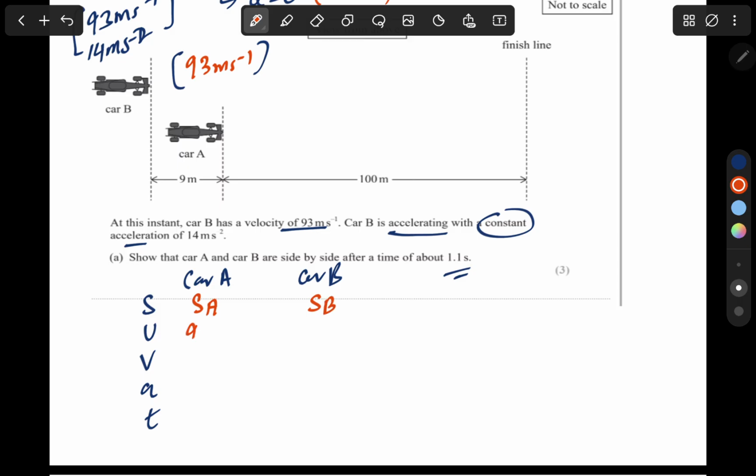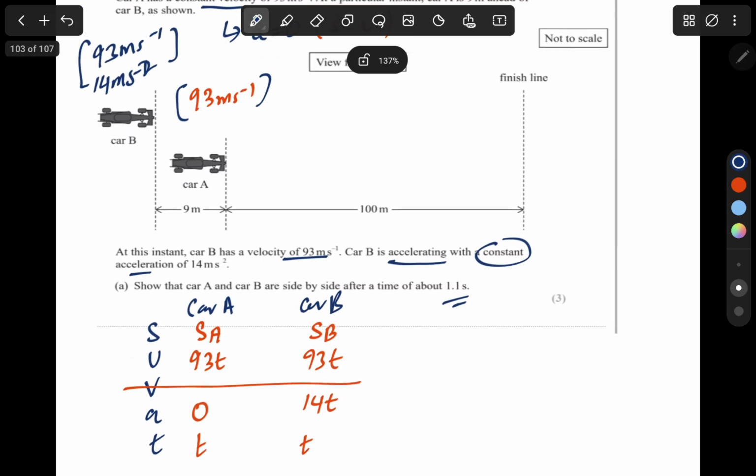Initial velocity is 93 for both of them. Final velocity, I don't care about that. Acceleration here is 0, here is 14, and time I have to find, right? So to show that the time they are side by side is 1.1, time is what you have to find. So let's put that as t and t for both of them.